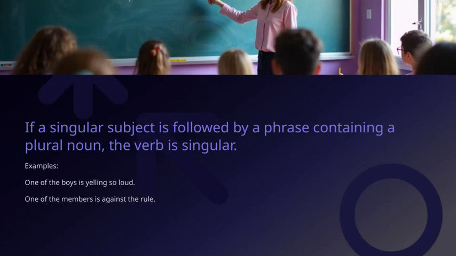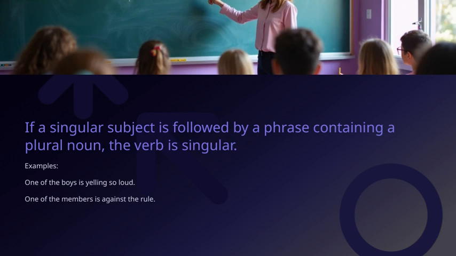We see that one of the members is against the rule. This highlights how individual opinions can sometimes conflict with group guidelines. It's important to recognize that even within a team, there can be disagreements, and understanding how to handle those is crucial. Next, we have the example of one of the boys yelling so loud. This shows how actions, like raising one's voice, can impact group dynamics and communication.